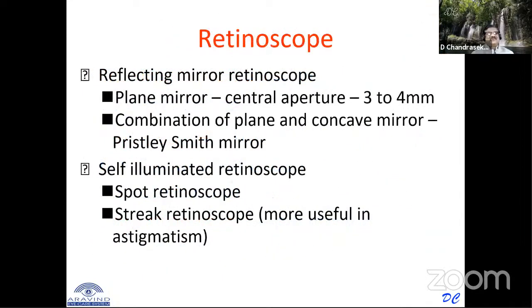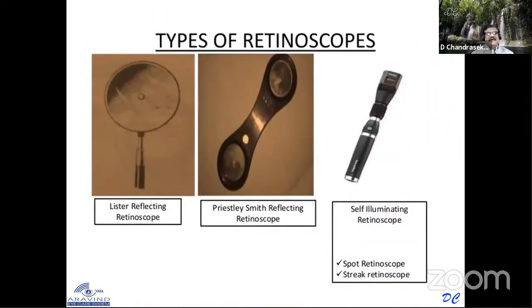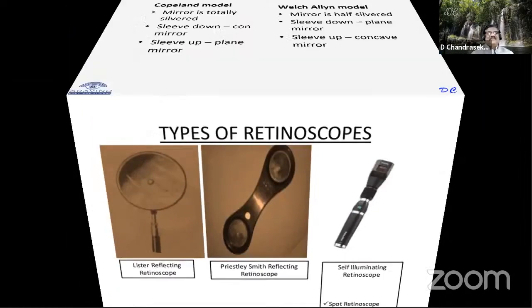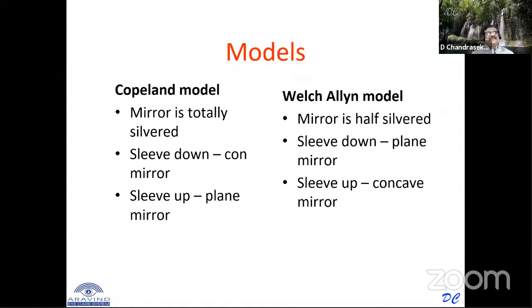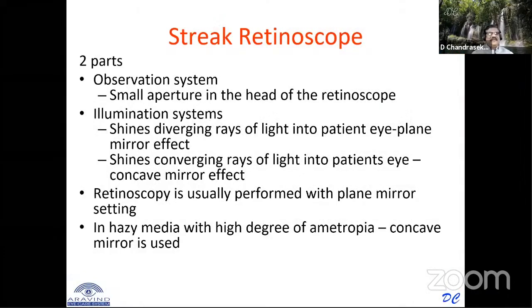So basically, retinoscopes are plenty. You have reflecting retinoscopes, the manual ones, and now we have the automated ones, the electrical ones, which are self-illuminated retinoscopes. So this is the one which is going to decide. Basically, all of us use only the self-illuminating retinoscopes. There are two models. One is a Copeland model and the other one is a Welch Allyn model. So basically, there are two parts: observation system and the illumination system.